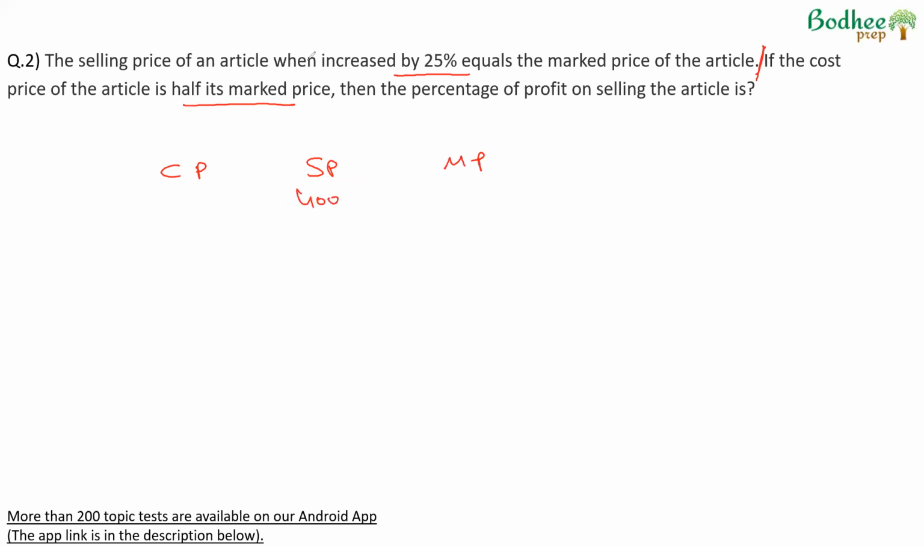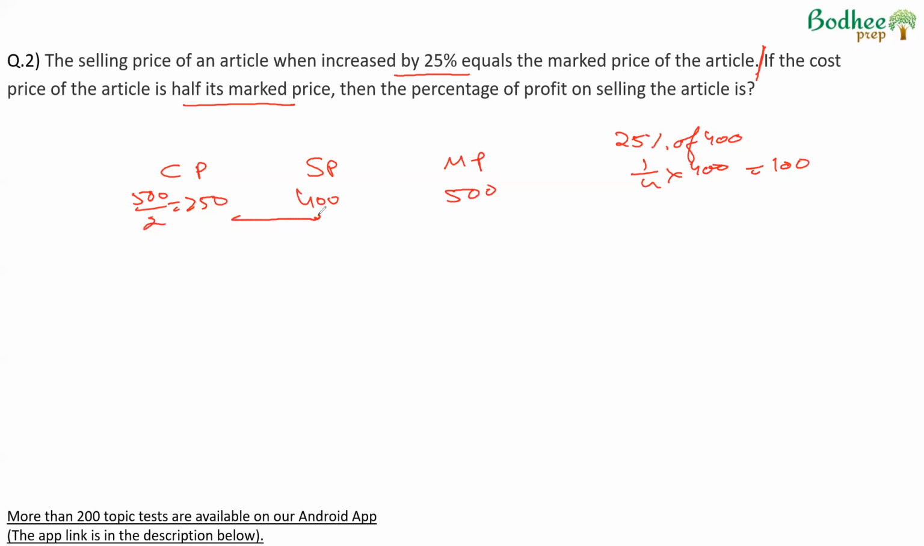And therefore, selling price of an article increased by 25%. 25% of 400 is 1/4 of 400 or 100. 400 increased by 100 becomes 500 mark price. So this is the mark price. If the cost price of the article is half its mark price, so cost price is 500 upon 2 or 250. We have to find the percentage of profit on selling the article.